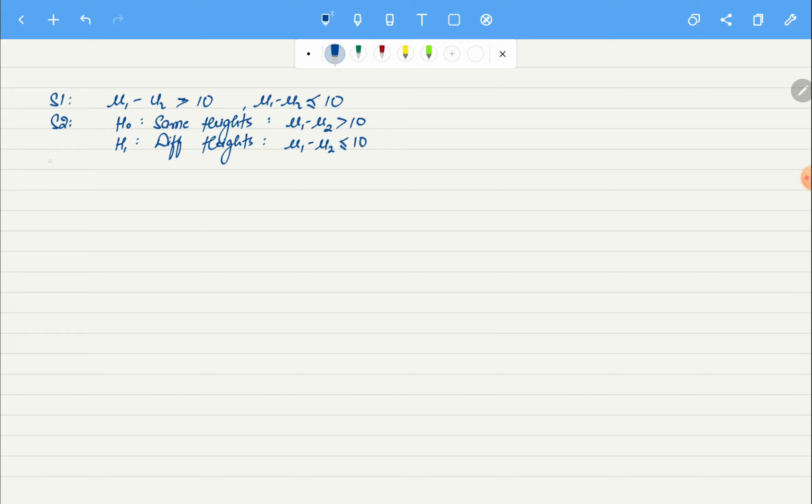In step 3, we have to decide the significance level. Significance level is represented by alpha. So usually it is set as 0.05, so we will take 0.05. In step 4, we perform the test.